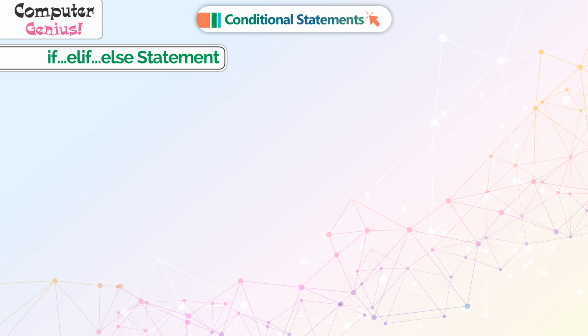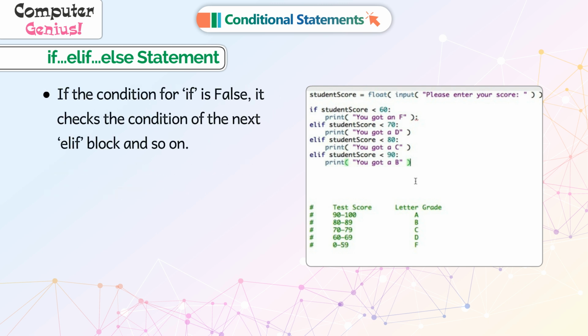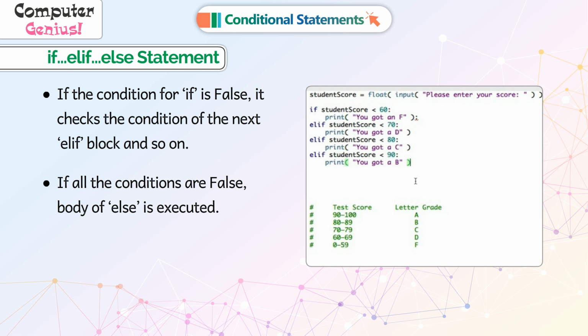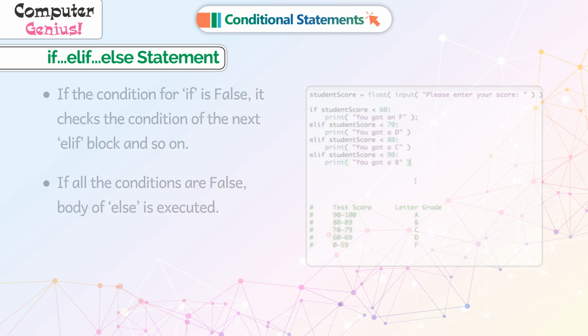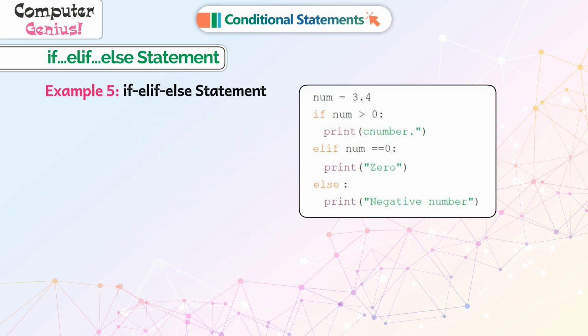If, elif, else statement. The if, elif, else ladder is another type of if statement. It helps us to test multiple conditions and follow a top-down approach. The elif is short for else if. If the condition for if is false, it checks the condition of the next elif block and so on. If all the conditions are false, the body of else is executed. Syntax. Example 5. If, elif, else statement.